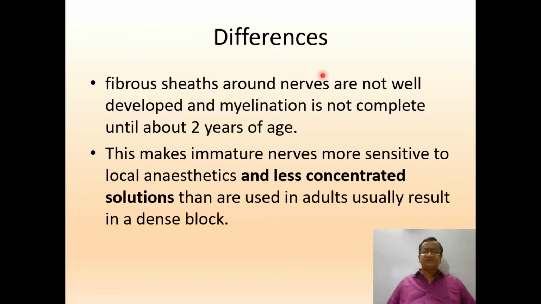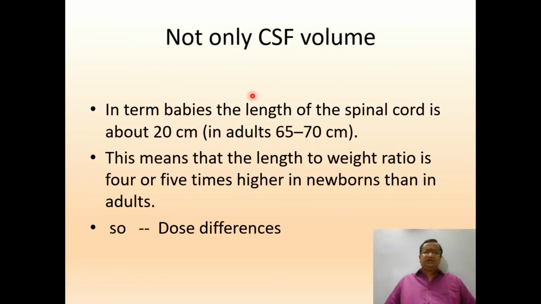Another difference: fibrous sheaths around nerves are not well developed. Myelination is not complete until around 2 years. Immature cells mean we need to give less concentrated solutions, and they may get a dense block. The length of the spinal cord is 20 centimeters. That means the length to weight ratio is 4 to 5 times, so that is why there are dose differences.